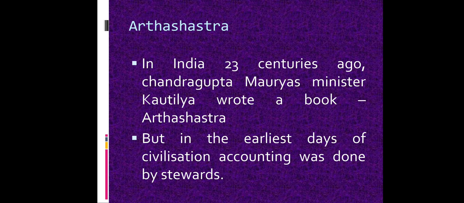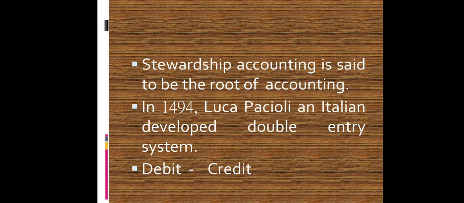But in the earliest days of civilization, accounting was done by stewards. A steward is a person who manages all the properties of a wealthy person. By following stewards, we came to an idea of how to maintain accounting records. And this stewardship accounting is said to be the root of accounting for us. Stewardship accounting is said to be the root of accounting.